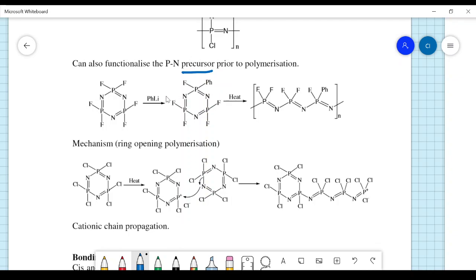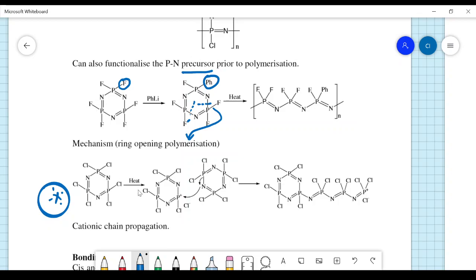So what is happening here? You can see that some of the fluorine atoms are substituted by aromatic rings, and this facilitates easier breaking of these compounds, and that breaking is what you call ring opening polymerization. So this is a very important reaction for you. You need to remember this.